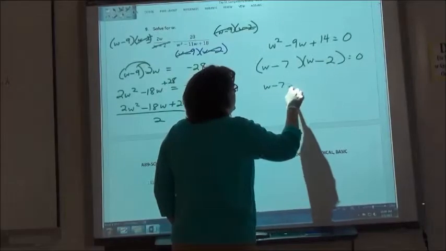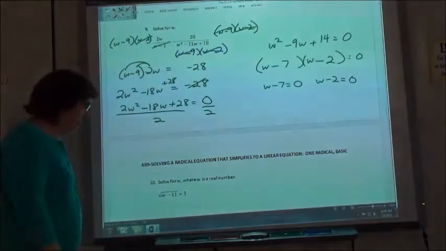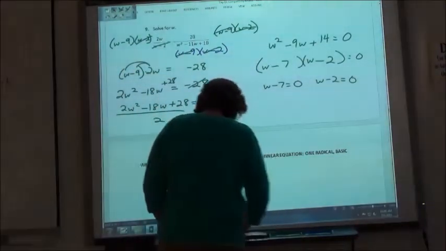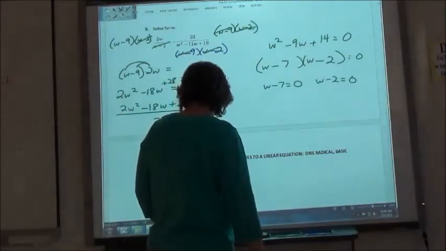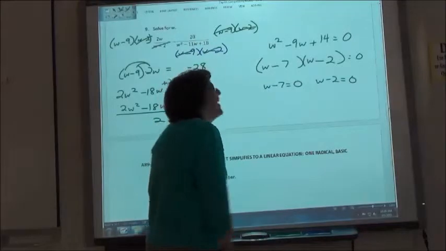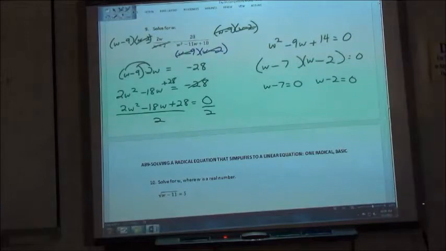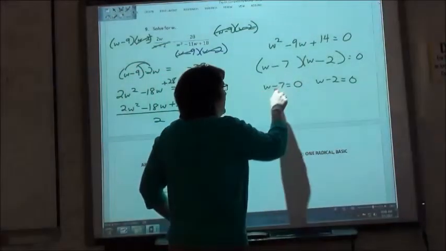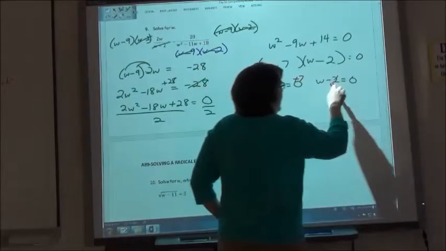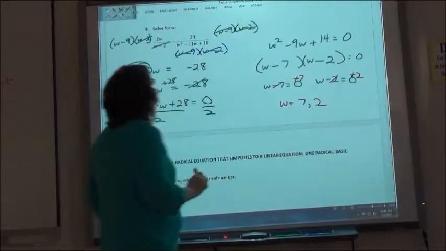So W minus 7 equals 0, or W minus 2 equals 0. So solving those, we divide if there's a number in front of the W. If I got a minus 7, what do you do? You just move it over. Plus the 7, yeah, plus 7, and plus the 2. So W could equal 7 or 2.